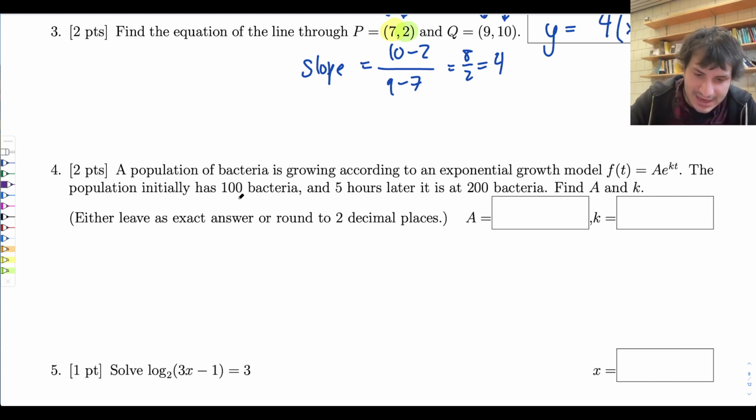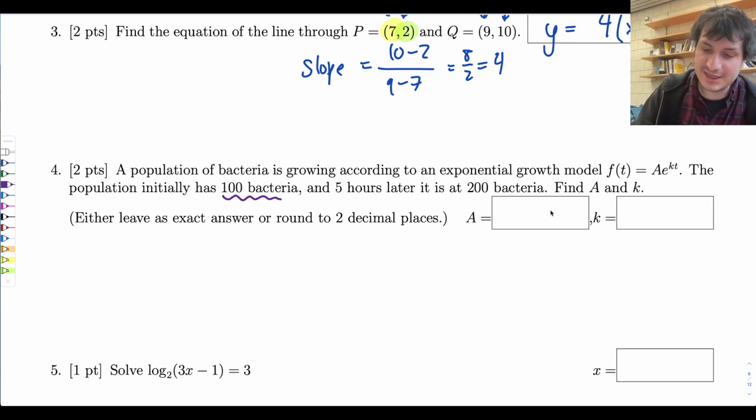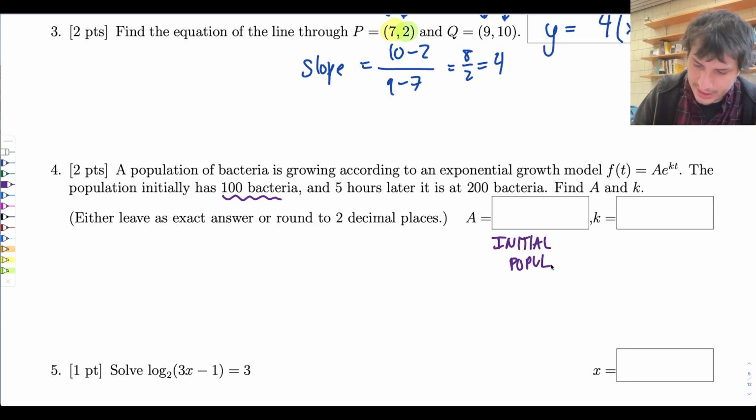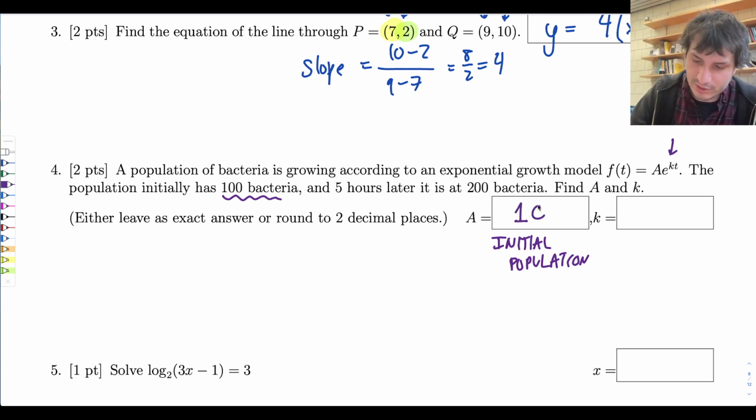The population initially has 100 bacteria, and 5 hours later, it's at 200 bacteria. Find A and K. So the first thing is that A is just the initial population. You can see that in the formula by plugging in t equals 0 here if you want. But A is the initial population, so it's just 100.